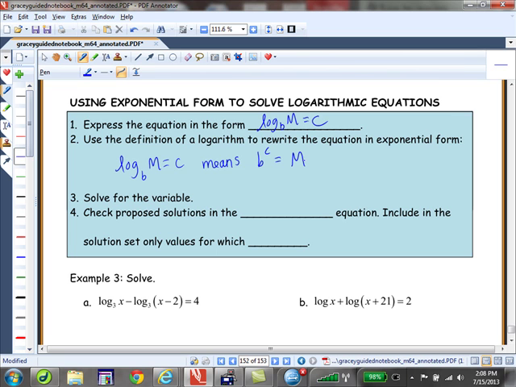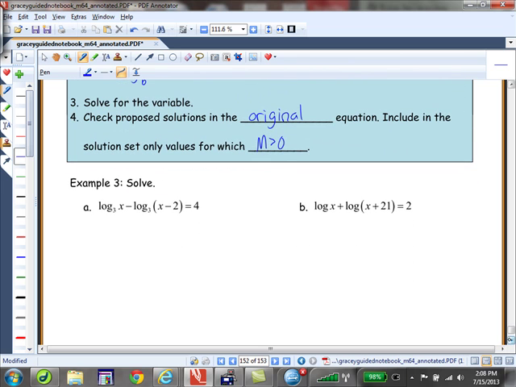So you solve for the variable using all the skills you've learned this semester, and then you check the proposed solutions in the original equation. You have to make sure that you include in the solution set only values for which m is greater than 0. Got to have a positive value in the log. So here we go. Here's where we're going to use our condensing skills. Notice that we have a constant on the right, and we have a difference of logs on the left that have the same base. So we're going to write this as log base 3 of x divided by x minus 2 is equal to 4.